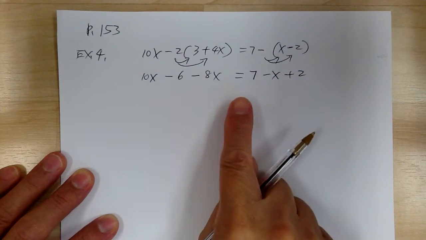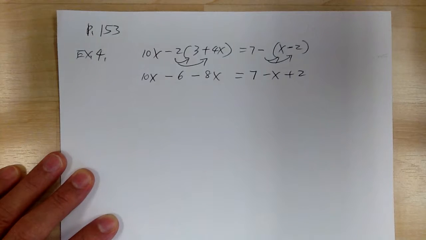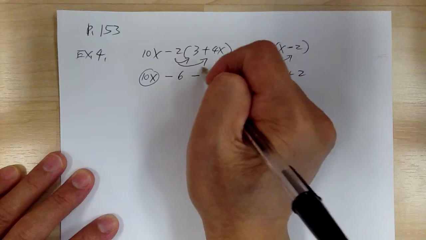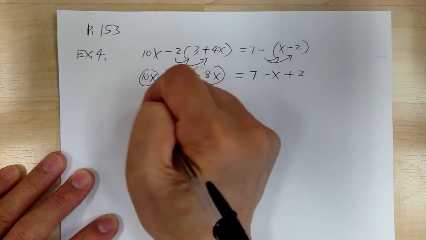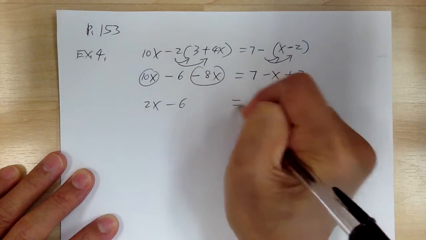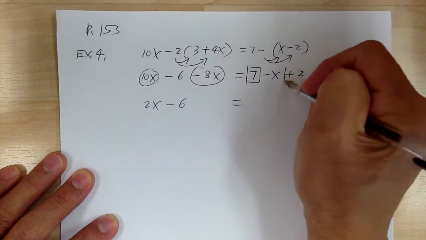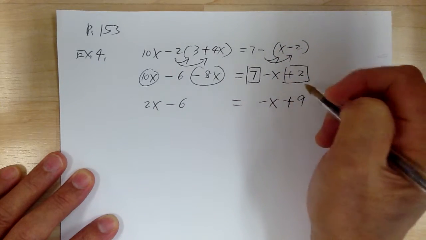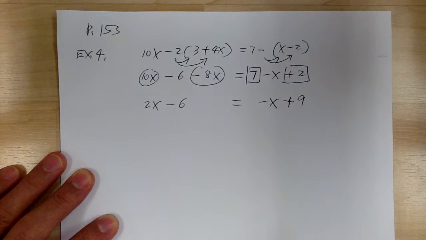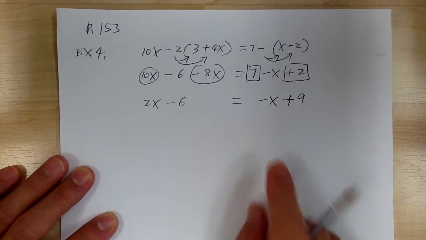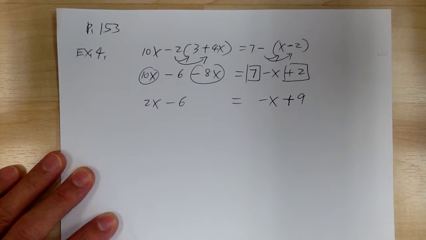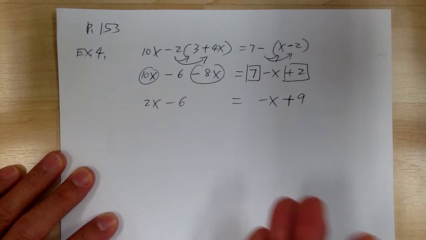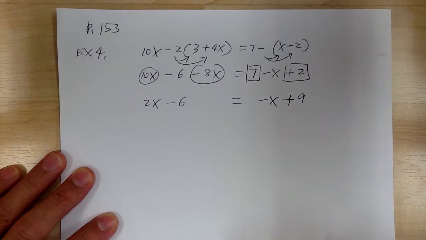So now it becomes the previous lesson. You need to combine the like terms on each side. Combine this with this, so you're going to get 2x minus 6. And you combine this one with this one, so you're going to get negative x plus 9. And then it becomes the previous lesson. Notice the previous lessons keep adding steps, right? Every time you undo one step, it becomes the lesson before that.